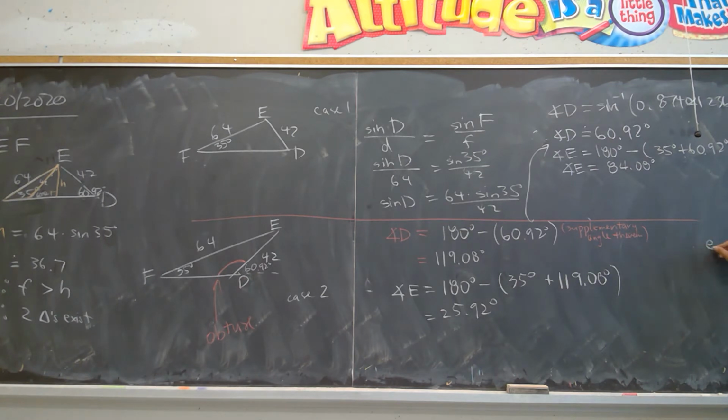And then you do the same thing, E over sine E, which is F over sine F. And then E is equal to 42 times the sine of 25.92 degrees all over the sine of 35. So notice where the numbers are coming from. So 42 times sine of 25.92 divided by sine of 35.